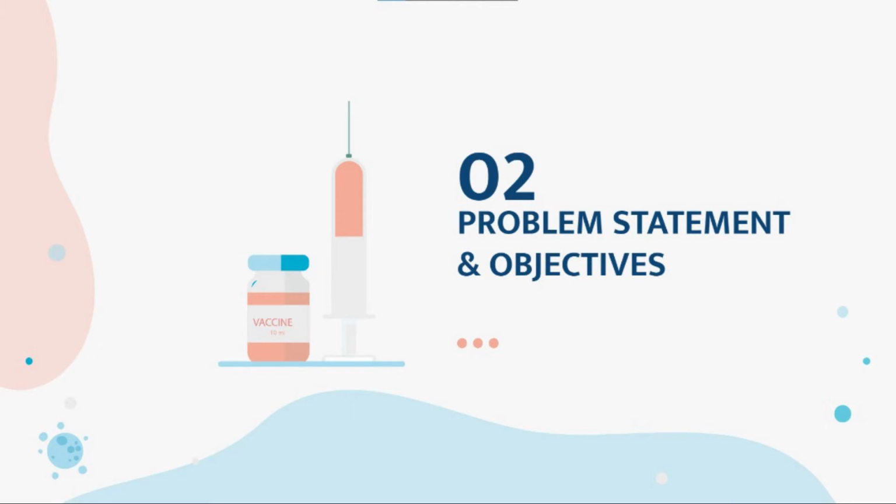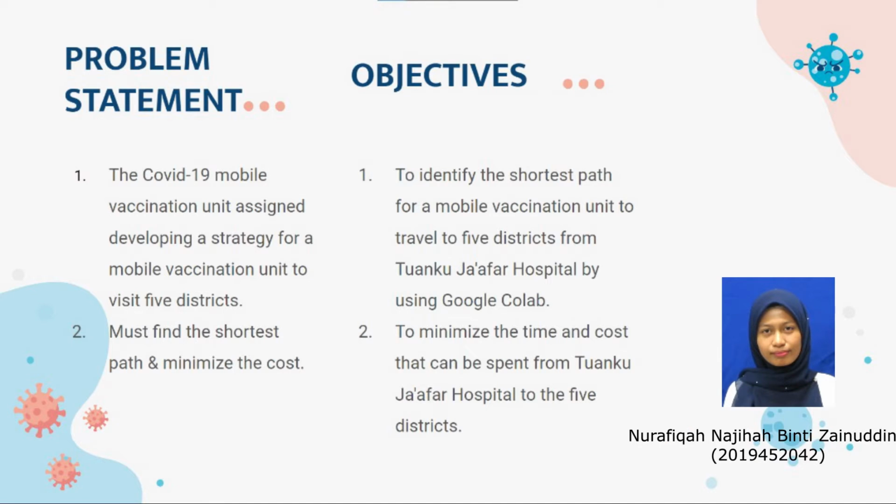Next, for the problem statement. First, the COVID-19 Mobile Vaccination Unit is assigned to develop a strategy for a mobile vaccination unit to visit 5 districts from Tuanku Jaafar Hospital. Second, we must find the shortest path and minimize the cost.